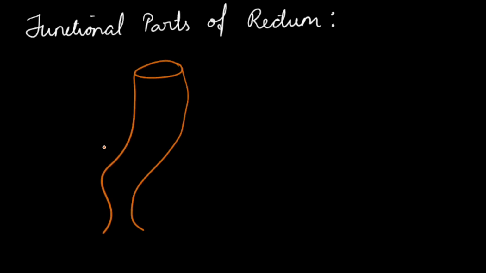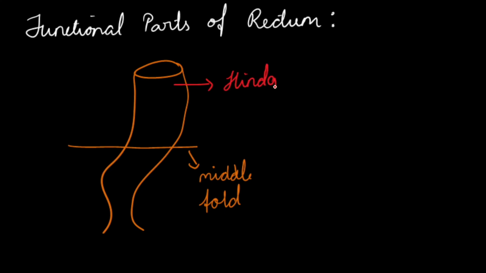Now regarding the functional parts of rectum. Here we have to divide the rectum into two: one is the upper part and the other is the lower part. It is divided into two by the middle fold of rectum. The upper part originates from the hindgut and the lower part of the rectum originates from the cloaca. So this is all regarding the functional parts of rectum. The rectum always remains empty in a normal individual and it is very sensitive to distension. Once the feces reach the rectum, it causes the desire to defecate.